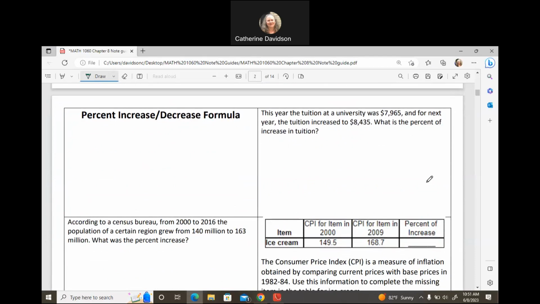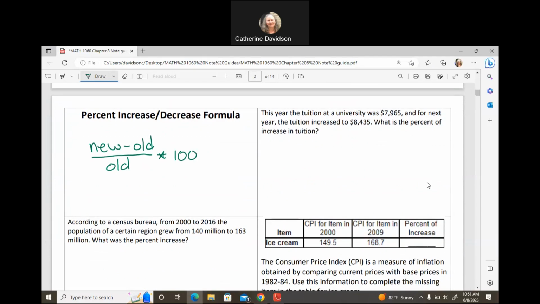All right, so the next one we have is a percent increase decrease formula. They use a little bit different wording. I like to use new minus the old divided by the old, and then you're going to multiply that by 100.